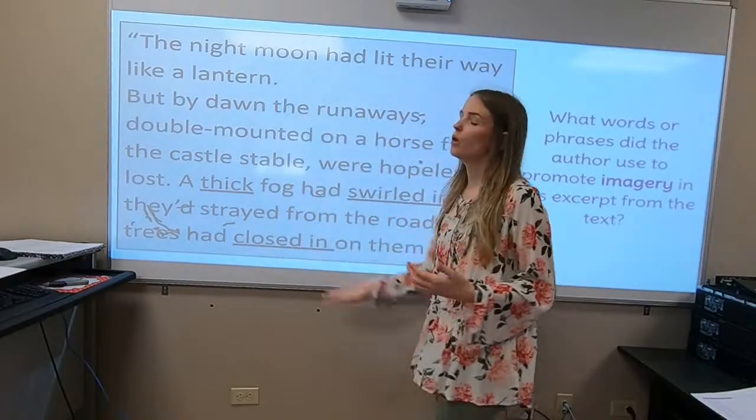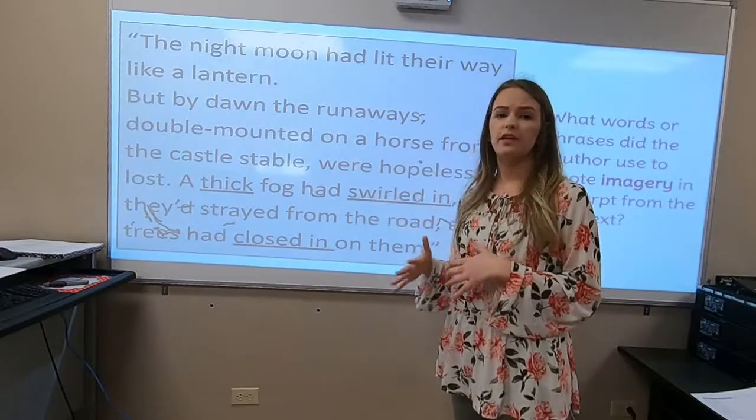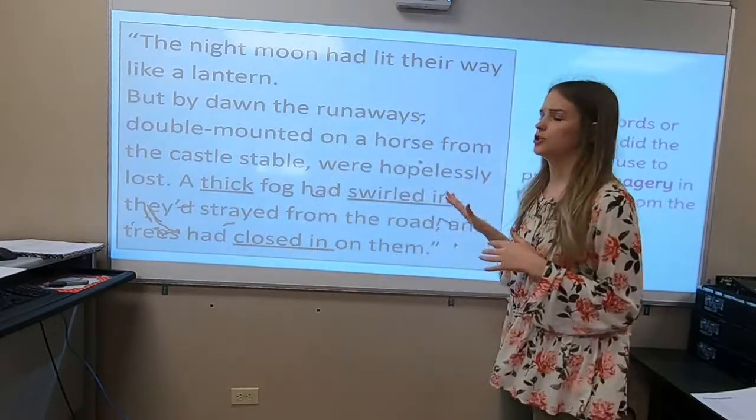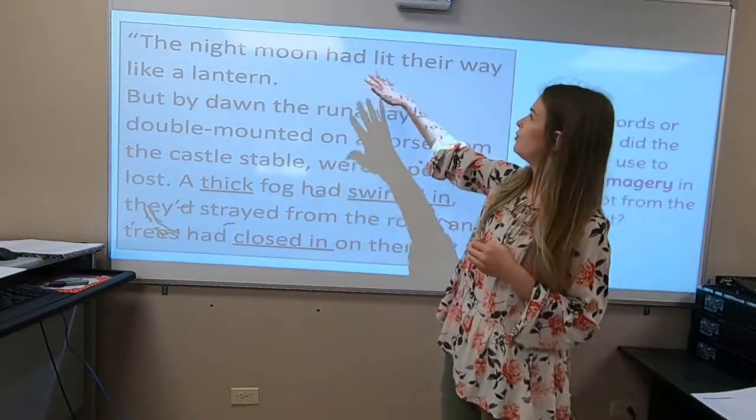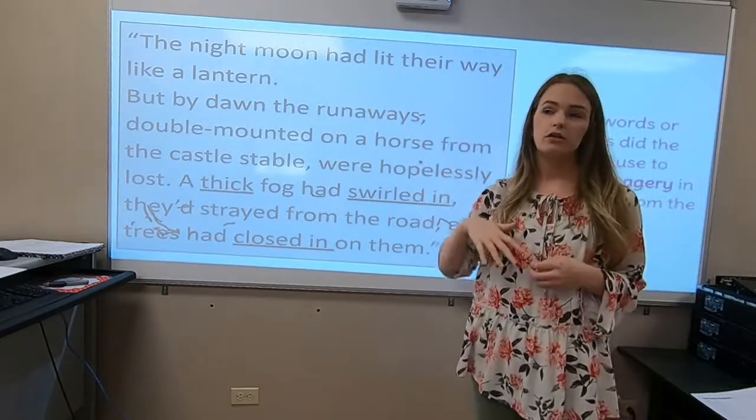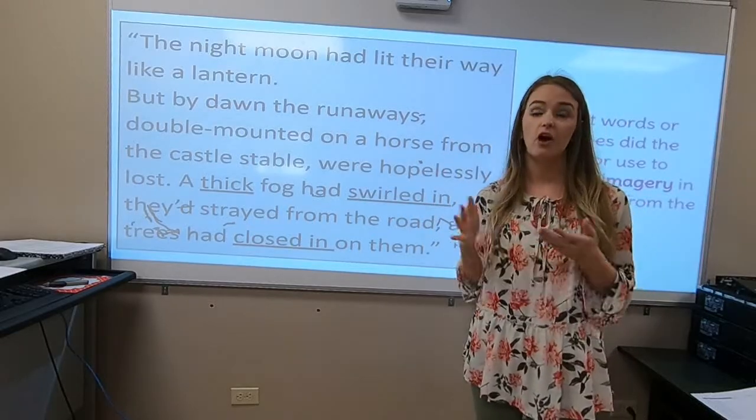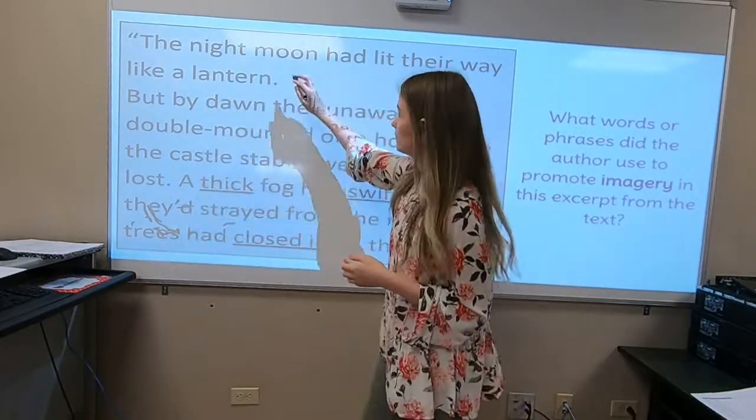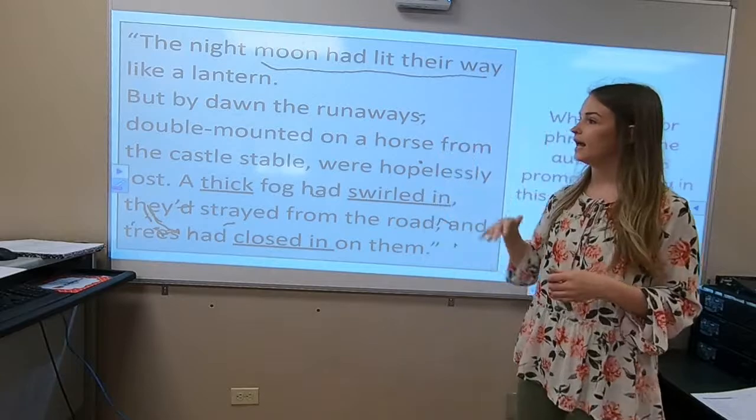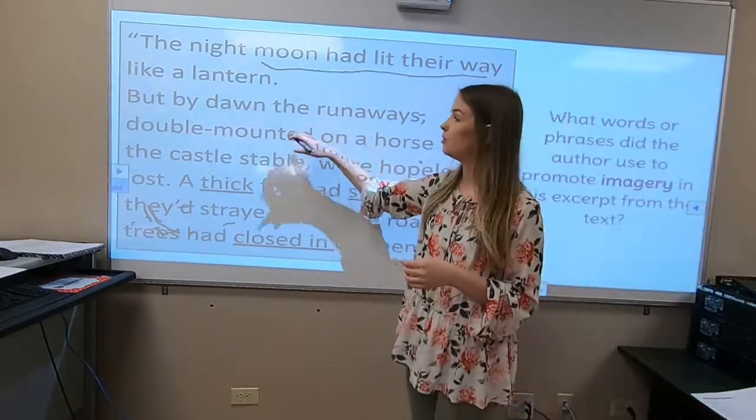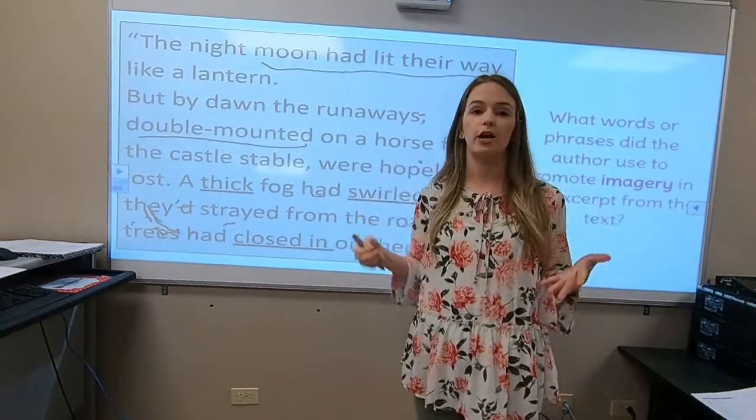So we need to look at what words help describe how something looks, sounds, feels, tastes. We see a lot of words to describe the sight here. So the first thing I see is the moon lit their way like a lantern. So the author is helping us see what kind of light it is. We know it's dark outside, and the only light they have is the moon. Next, I see that they're riding together. They're double mounted. So both boys are riding together. I can picture that in my mind, them sharing a horse.